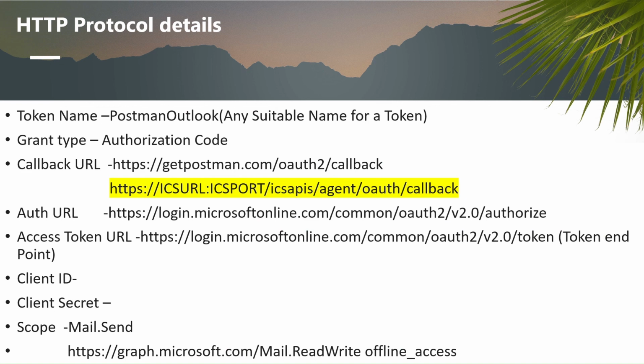Now I am going to summarize the important HTTP protocol details that you can use from either Postman or OIC integration. While you are testing from Postman, your callback URL will be https://getpostman.com/oauth2/callback. When you are testing from the OIC integration, you have to change your callback URL to your OIC URL along with the ICS APS agent authentication callback. These are the key points to keep in mind when you are testing.